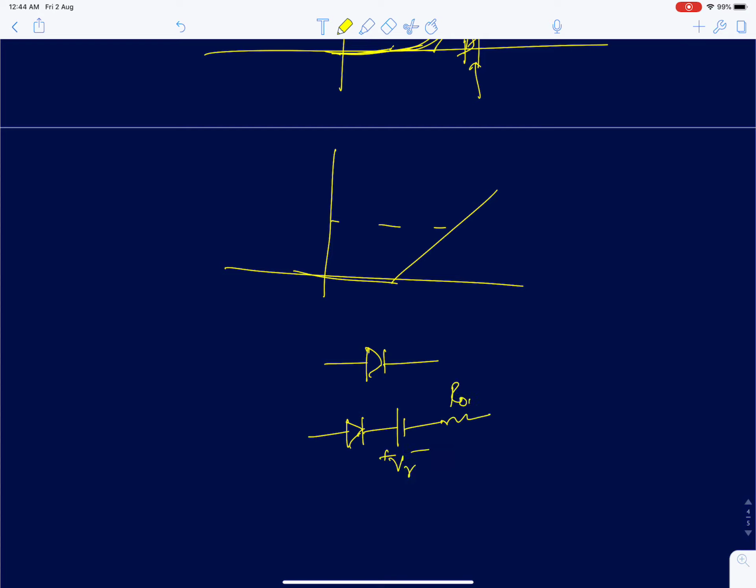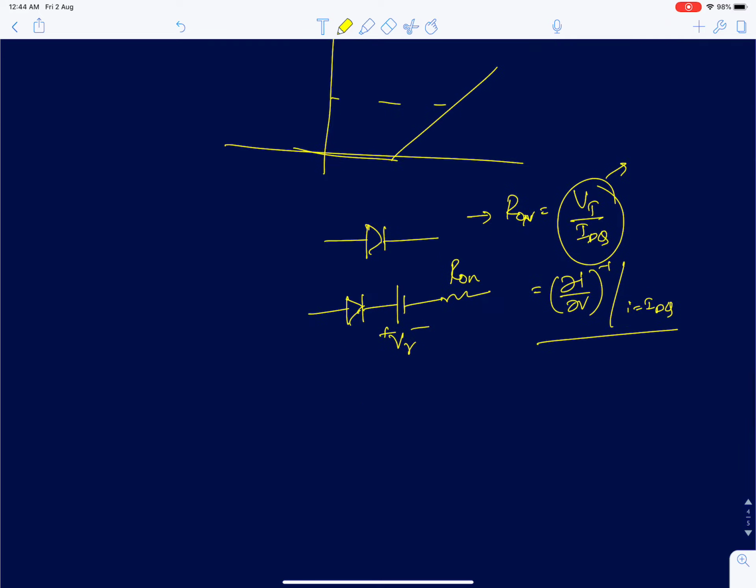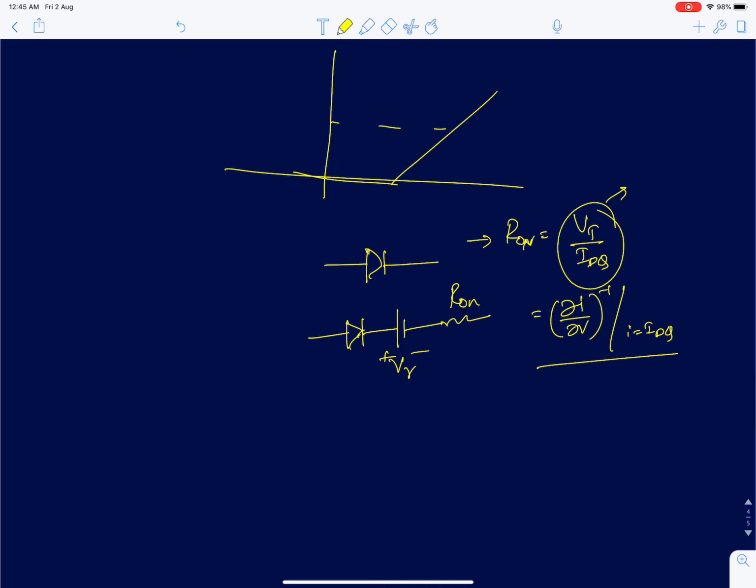The last class I wrote this as an inverse by mistake. I just noticed it a few moments ago, so this is the exact expression. It is simply dou I by dou V, whole inverse, evaluated at the quiescent diode current. Again, this model is valid if your voltage variations across the diode are small.